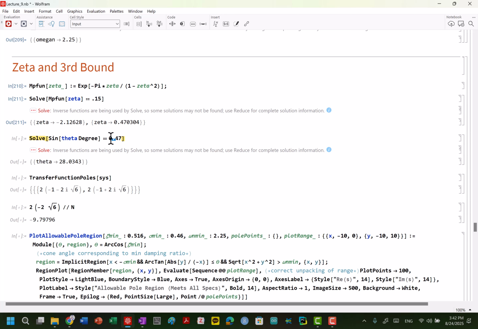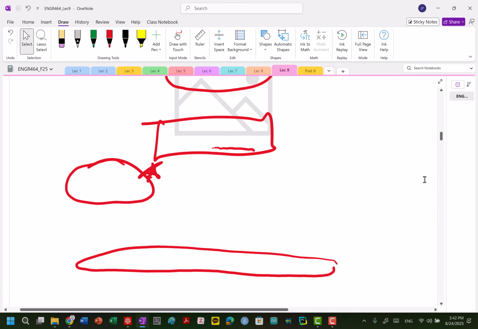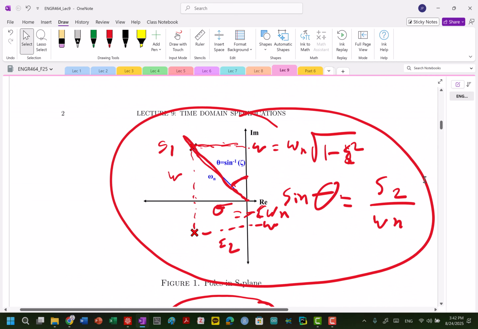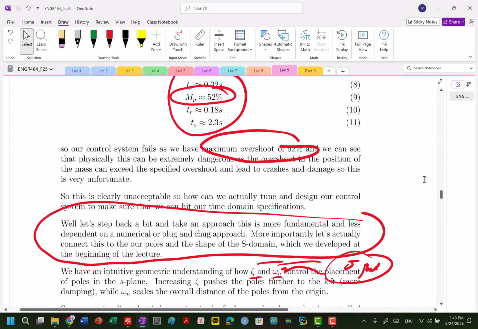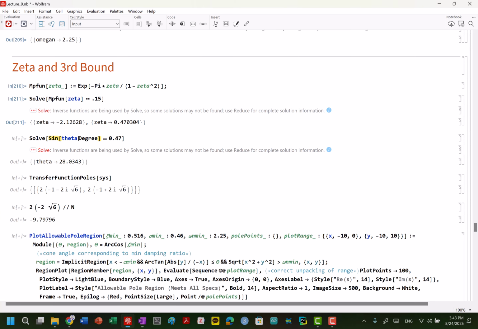We need this angle to be less than this, so zeta needs to be greater than this value. We're using that relationship, remember, and actually we can go back over here. Sorry for going back and forth, but this is why it was important to do that first lecture, where sine of theta is equal to zeta. So we're going to solve for what that angle has to be. It needs to be greater than that 28 point something degrees.